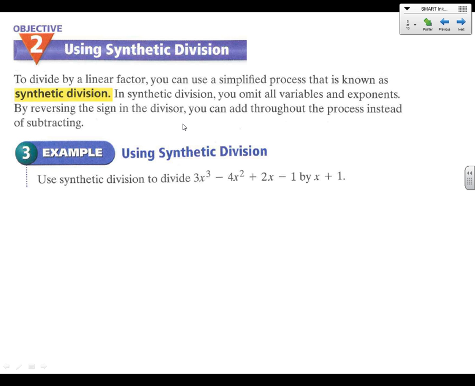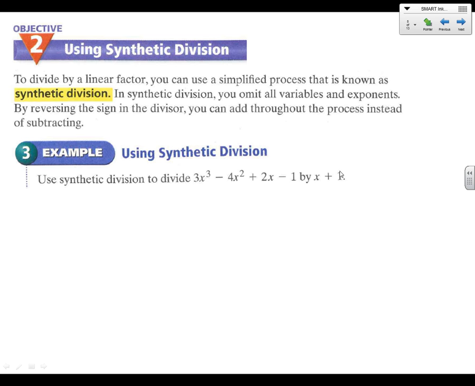Okay, so now we're going to introduce a kind of shortcut method here called synthetic division. And the shortcut only works with linear factors, so only if it's a binomial. 2 terms here, x to the first plus or minus a constant. All right? In synthetic division, we're going to omit all variables and exponents. I'll show you that in a second. So we really are only caring about the coefficients. 3, negative 4, 2, negative 1.